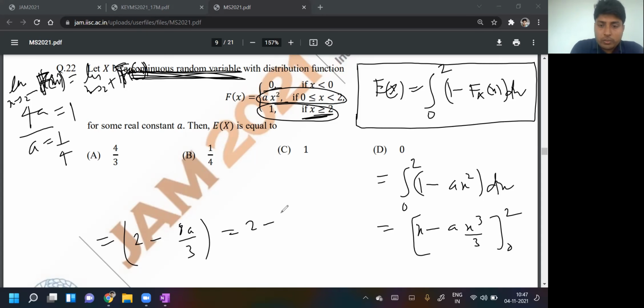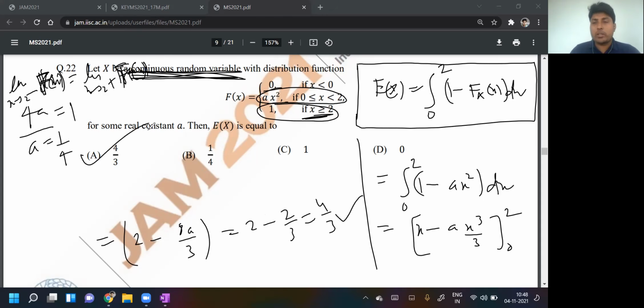Put it as 1 by 4. So 2 minus 2 by 3, since A is 1 by 4. So 8 by 4 is 2. 2 is 6 by 3, minus 2 by 3, 4 by 3. So again 4 by 3. So there are two different methods. In one method we calculated PDF, then we worked using PDF. In the other way we didn't calculate PDF at all. Only using CDF we can find this. This is the other way. So let's do the next.